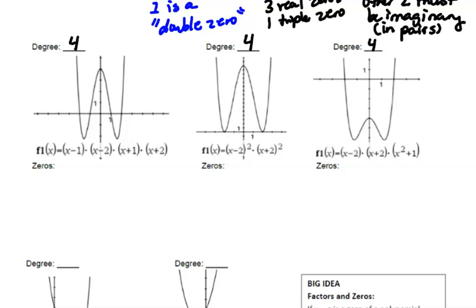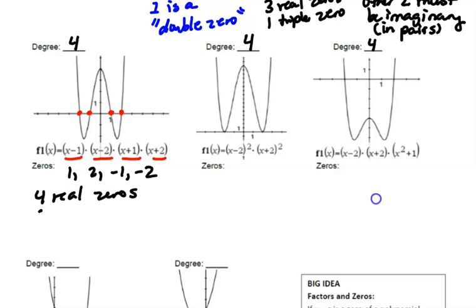So here we have 4 separate real zeros. It can be easily read from the graph, or you can also look at the 4 factors and determine what those zeros are. We have one that's negative 1, one that's positive 1 that goes with the x minus 1, one that's positive 2, and one that's negative 2. And you can clearly see that we have 4 real zeros, which means we have 0 imaginary zeros because we've accounted for all 4 of our zeros.